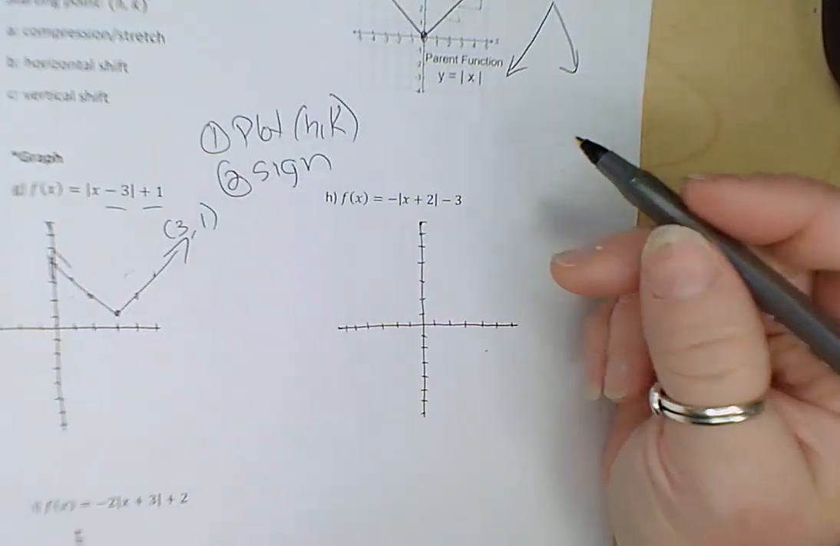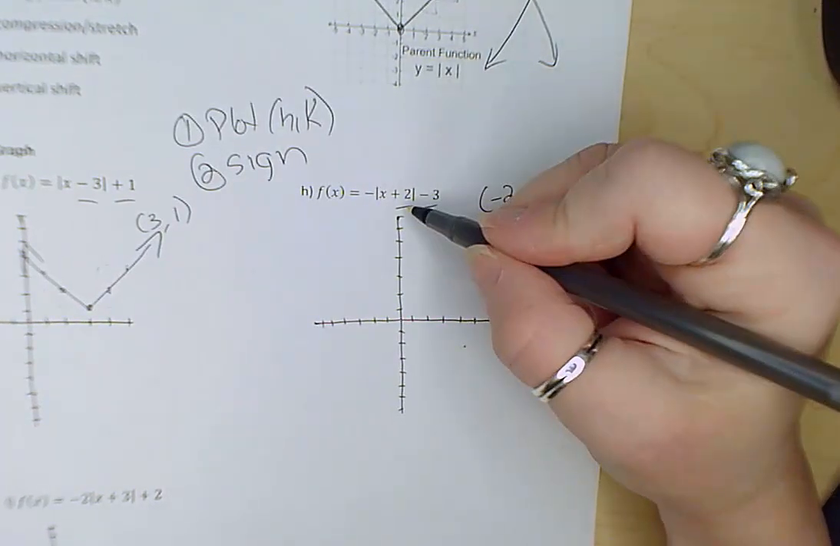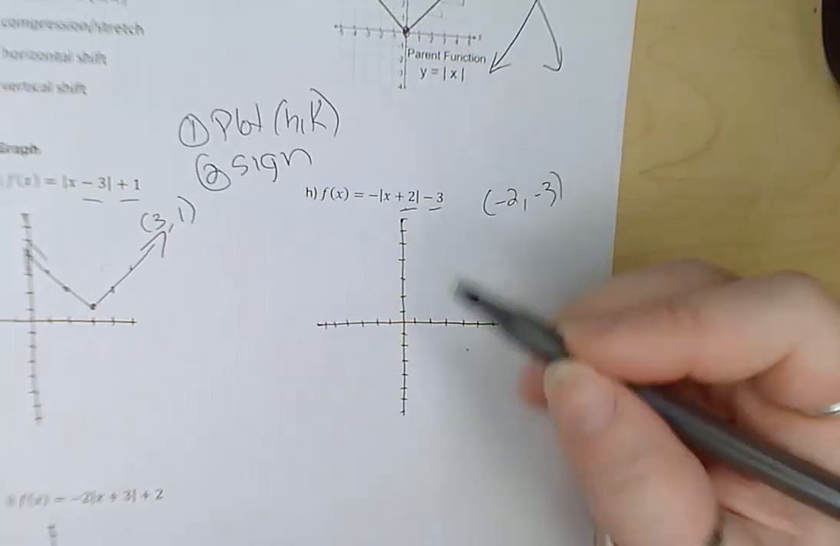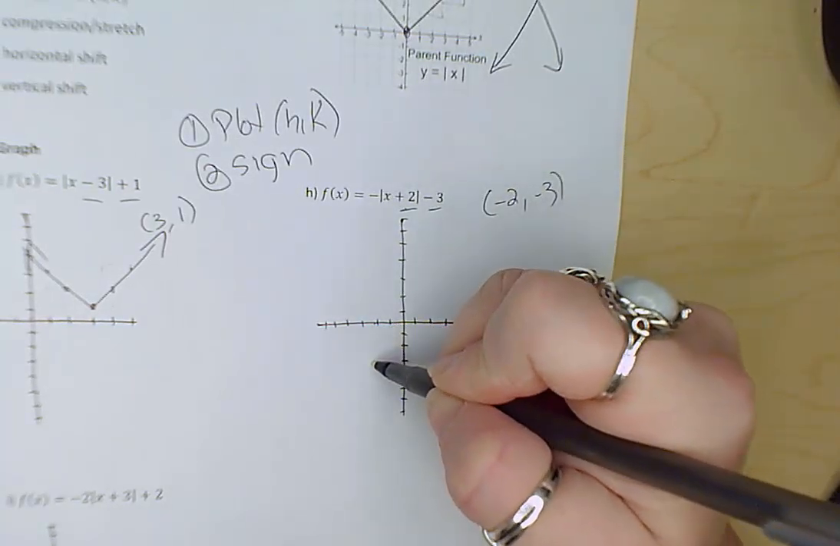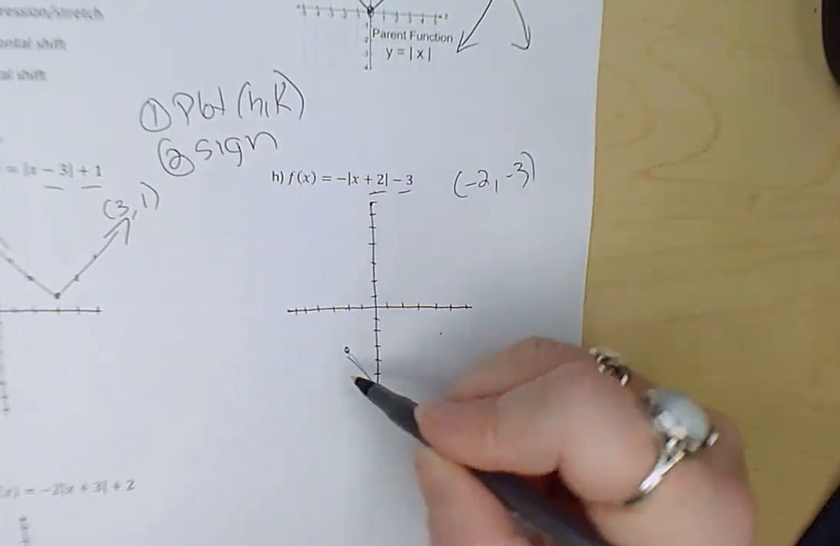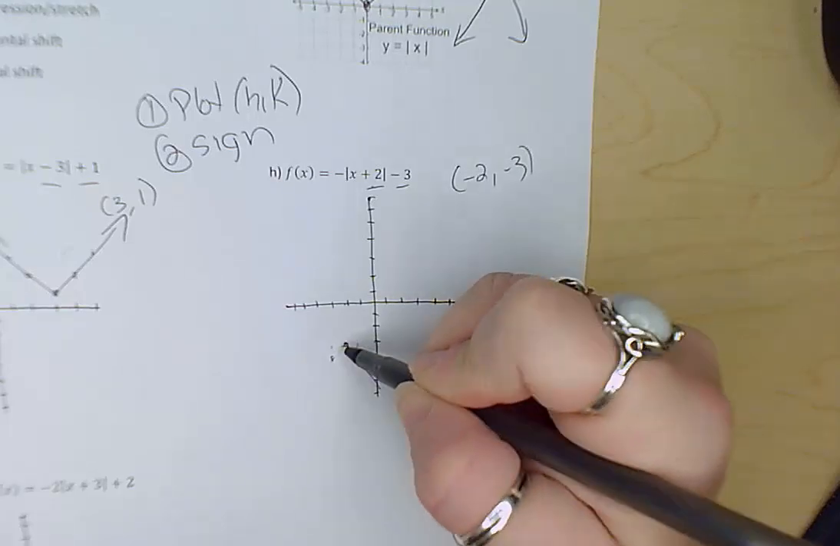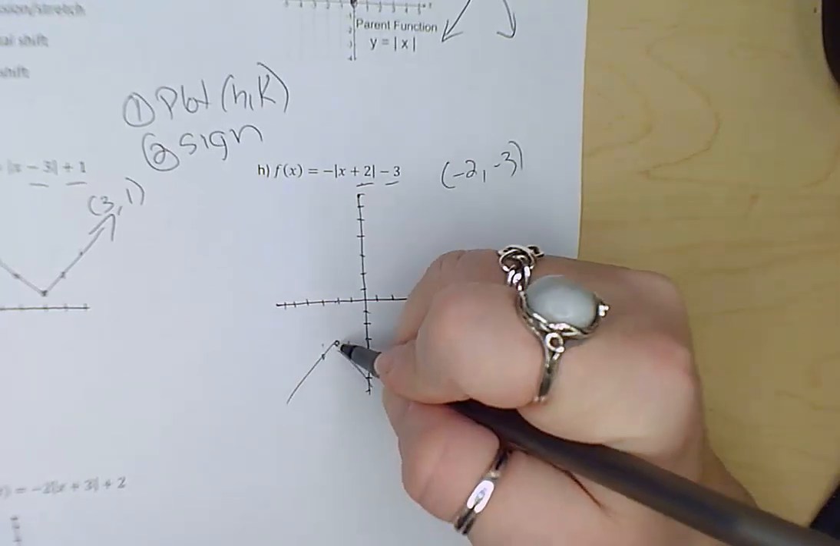Jumping right into the other one here. Again, start with your HK. Here, HK, so we have a negative 2 and a negative 3. So negative 2, negative 3 would go right there. This is negative, so this should be going in a downward motion. Over 1, down 1, over 1, down 1. Right? Connect your dots.